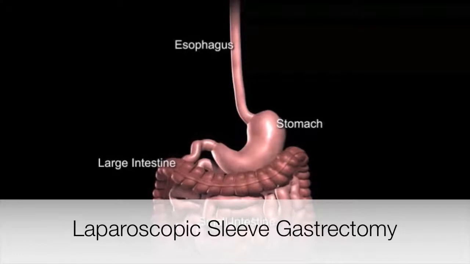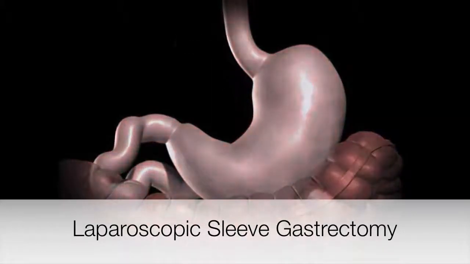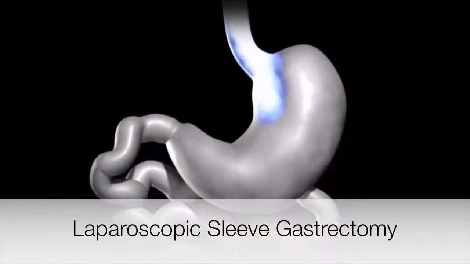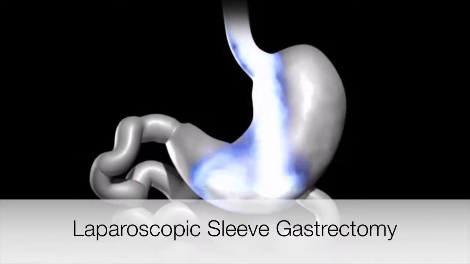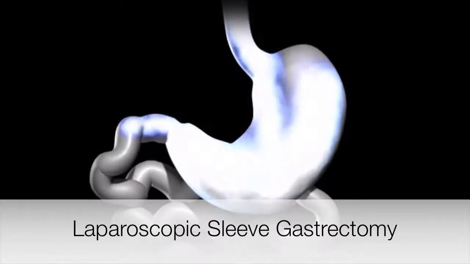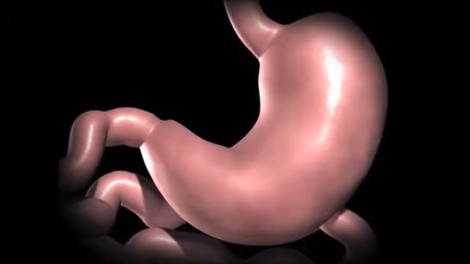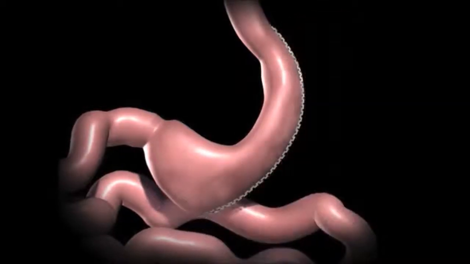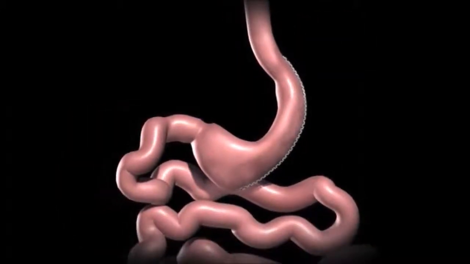The last procedure is really a relatively new procedure, and this is the laparoscopic sleeve gastrectomy. In this procedure, about 80% of the stomach is removed, and the remaining stomach resembles a long, thin banana. The gastric sleeve works again by several methods.